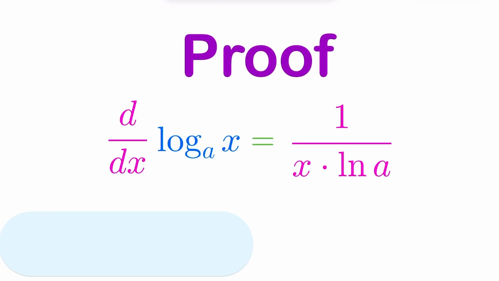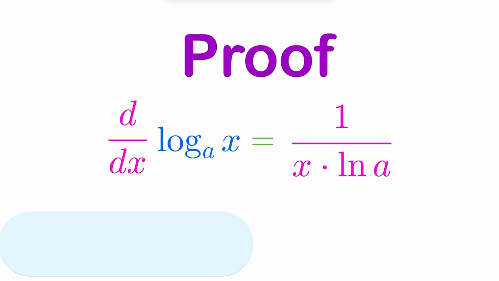So the derivative of the logarithm of x to some arbitrary base a is 1 divided by x ln a. And this is a standard derivative. You can look it up in any table, but I'm going to attempt to show why this is the case. So I'm going to attempt a quick proof of this.